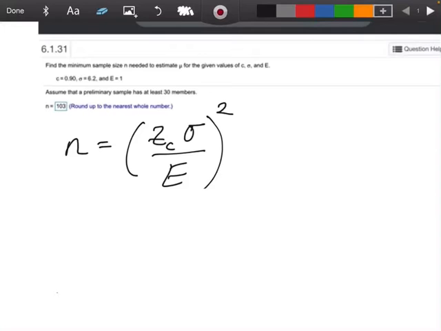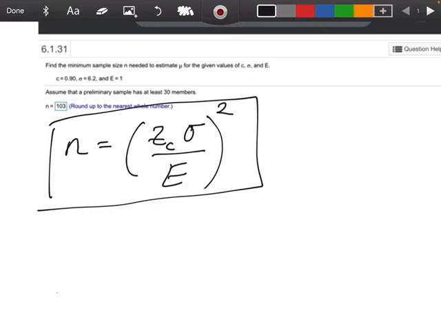All right, this is a homework problem out of 6.1, and it says find the minimum sample size n needed to estimate mu for the given values of c, sigma, and e. The only thing I've done here, y'all, is write down the formula that we're going to need, and this is the formula. I got this directly out of 6.1.